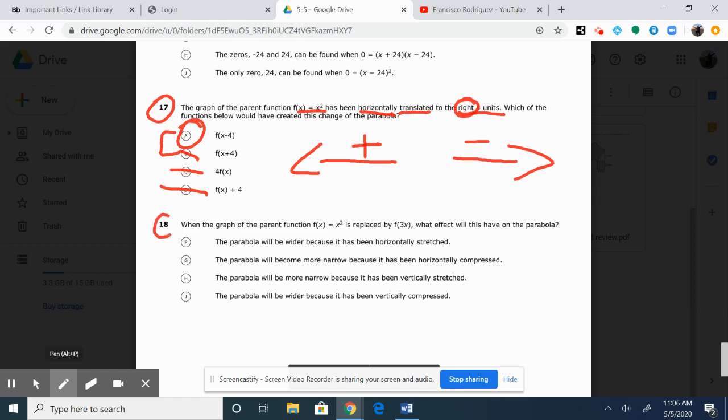And with number 18, it says that if we replace it with 3x, what kind of effect will it have? Now this is just simply trying to remember what kind of stretch or compression we're going to have. So we automatically eliminate H and J because these are talking about vertical. So vertical would be when the number is on the outside.